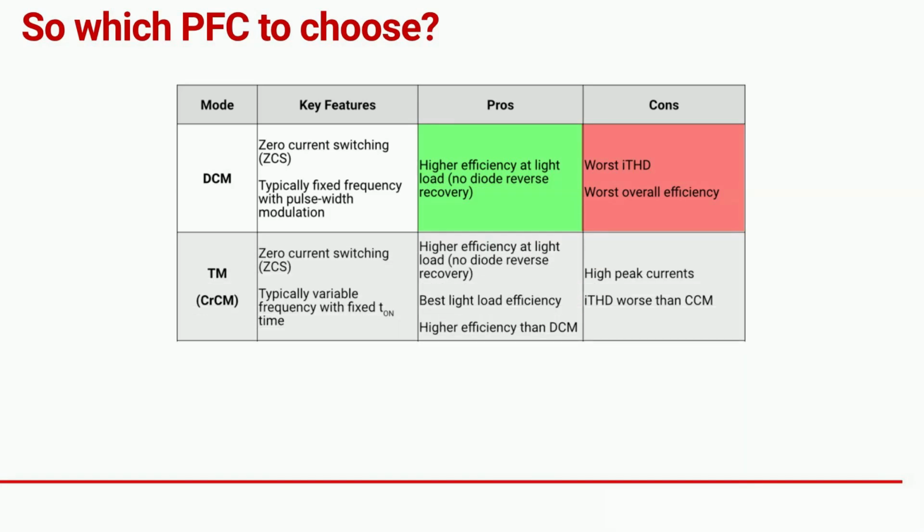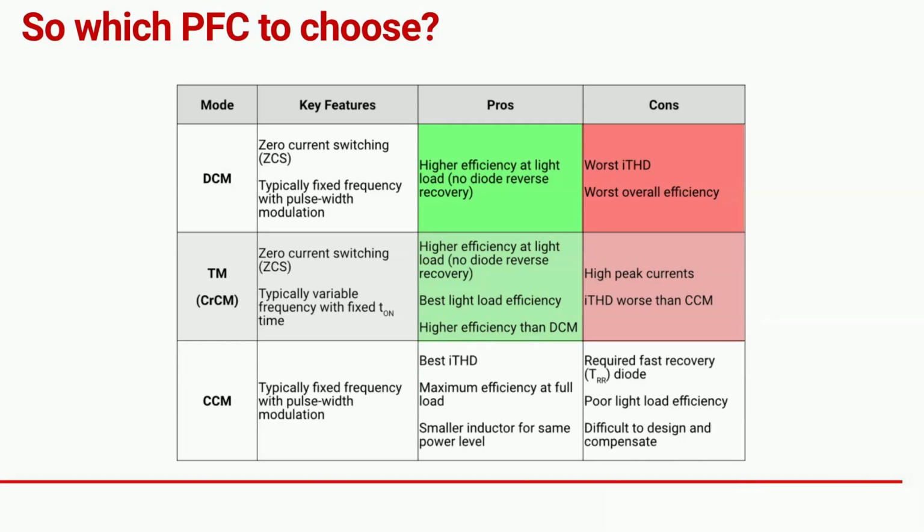The transition mode controller also has 0 current switching, and the operating frequency will vary as a function of the load. This also is very good with light load efficiency, and the overall efficiency is higher than DCM. The downside to the transition mode controller is that the peak currents are high, which can limit the power range. Also, the THD is not as optimal as CCM.